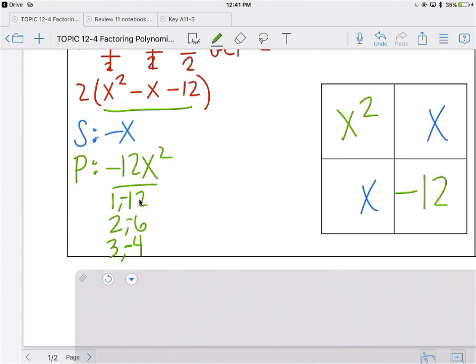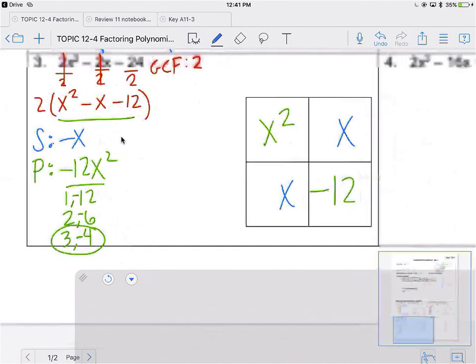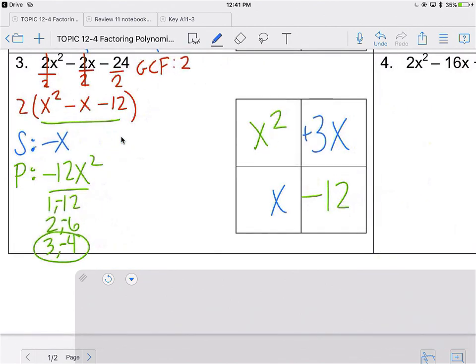1 plus negative 12 is negative 11. 2 plus negative 6 is negative 4. 3 plus negative 4 is negative 1. So my factors are going to be a positive 3 and a negative 4.